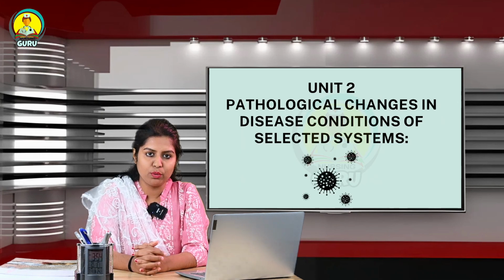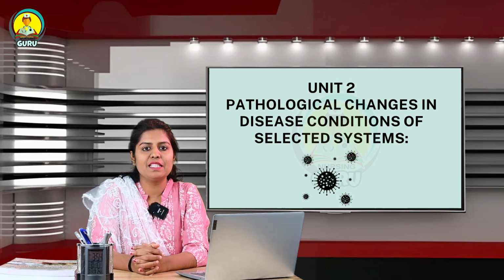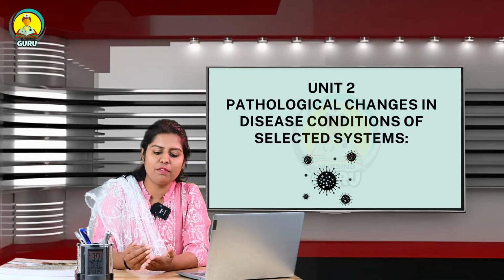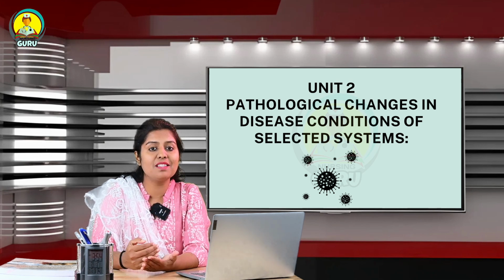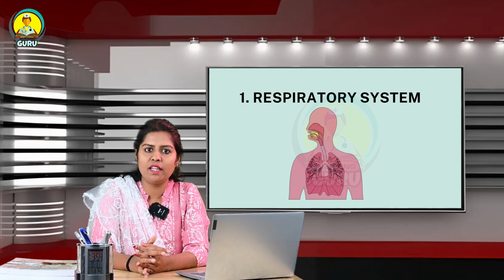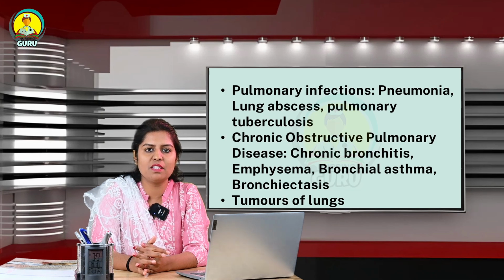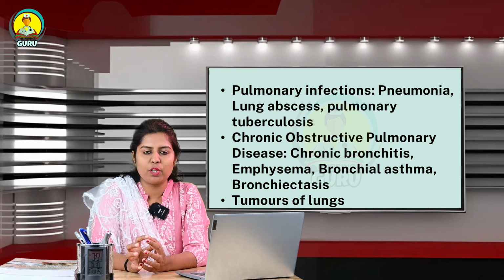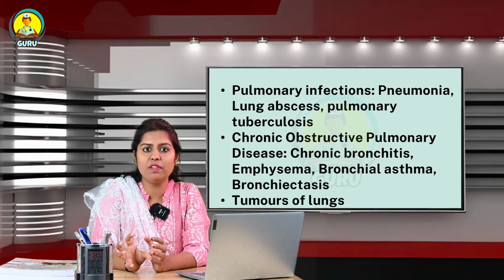Next, unit 2, that is special pathology. So here pathological changes in disease conditions of selected systems. Here we are going to discuss the systems. The first one is the respiratory system. Under this, pulmonary infections, that is pneumonia, lung abscess, pulmonary tuberculosis. So here we will see what all things are happening in the body during this disorder.